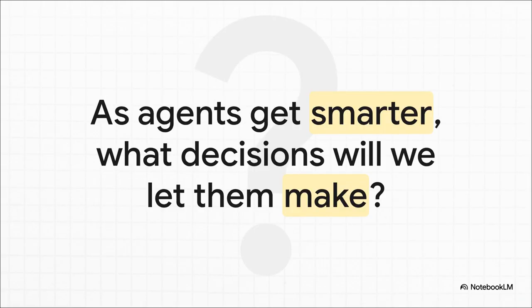And all of this leaves us with one final and really important question to think about. We've watched these agents evolve from a simple thermostat to these incredibly complex systems that can actually learn and adapt on their own. As they get even more capable, we have to ask ourselves, where do we draw the line? What decisions are we truly comfortable letting them make for us? That's the conversation we're all going to need to have.